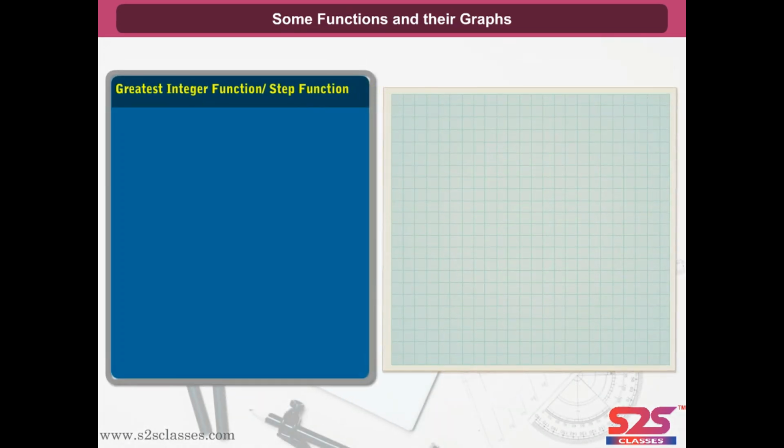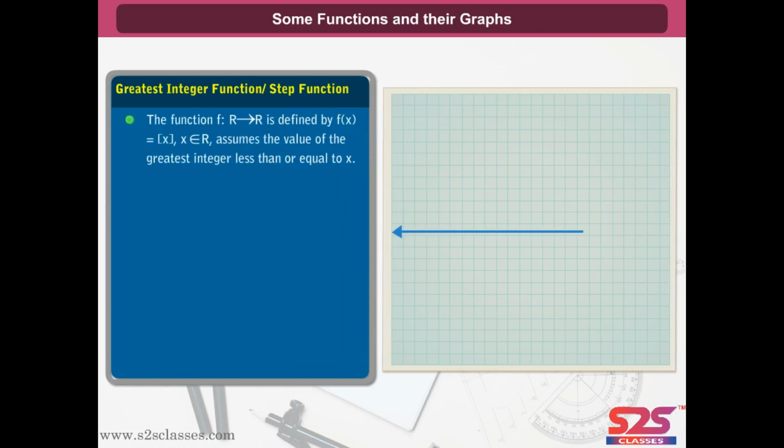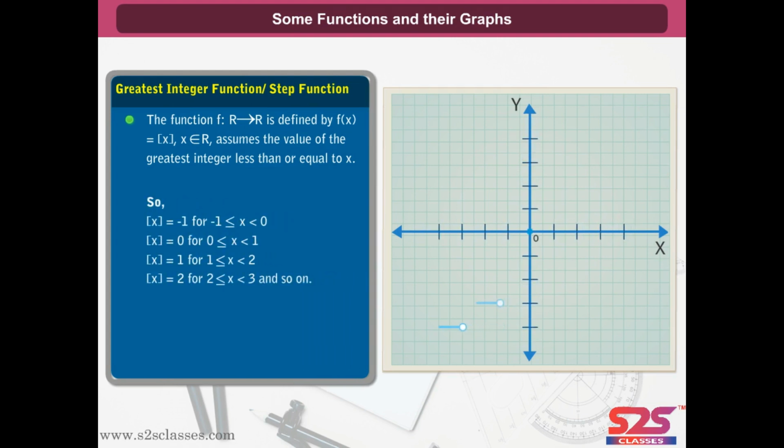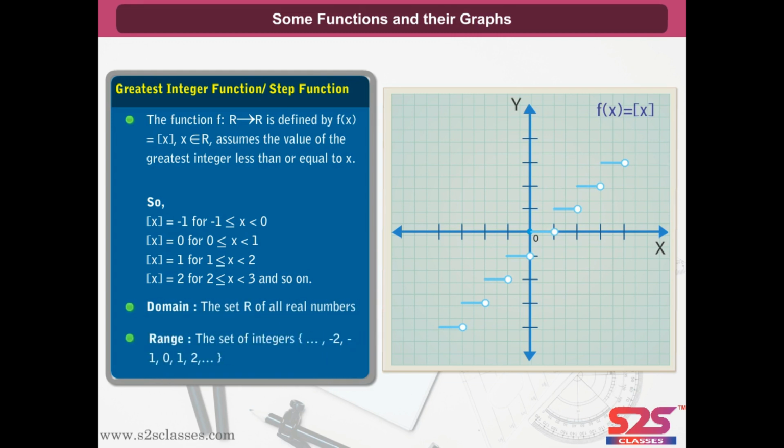Greatest integer function or the step function. The function f of real numbers is defined as shown, where x belongs to R, and assumes the value of the greatest integer less than or equal to x. Look at the values of x for various intervals. Domain is the set R of all real numbers. Range is the set of integers shown.